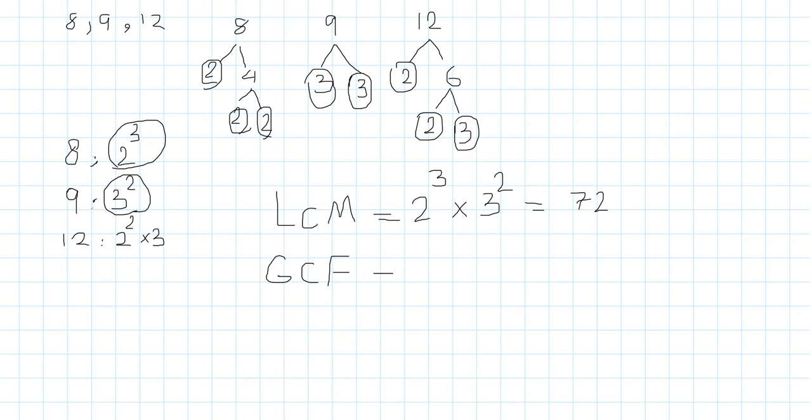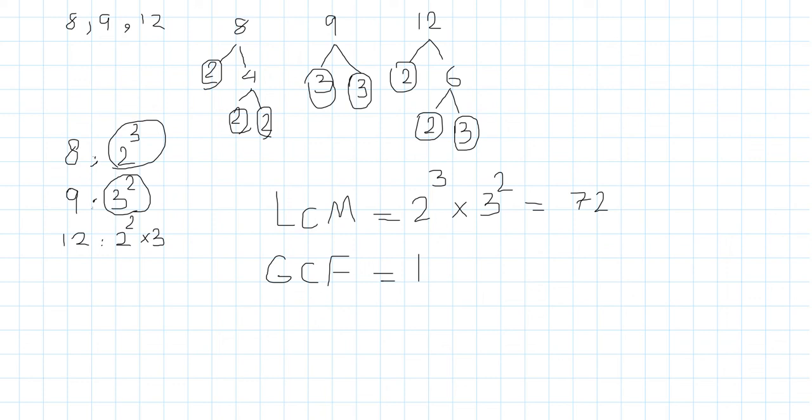What about the GCF? Look here, for the GCF there is another problem. You should find a factor that is common between all of them, and here you don't have any number common between them. So in this situation you choose 1, because 1 is a common factor of 8, 9 and 12. They can be divided by 1.